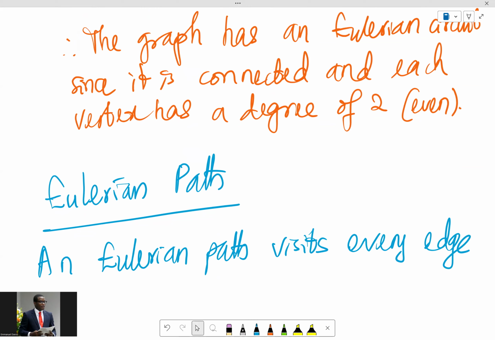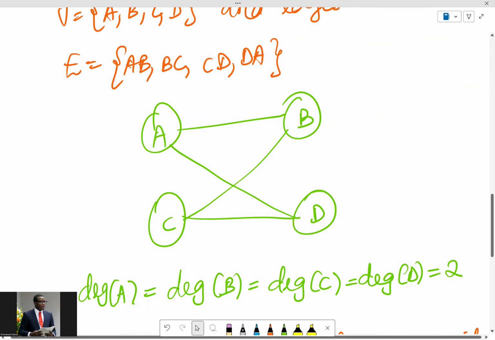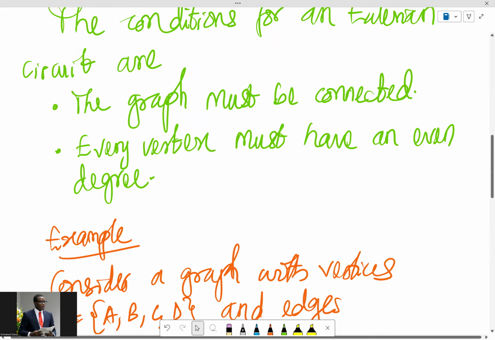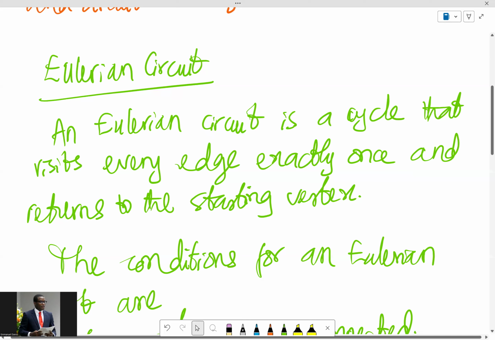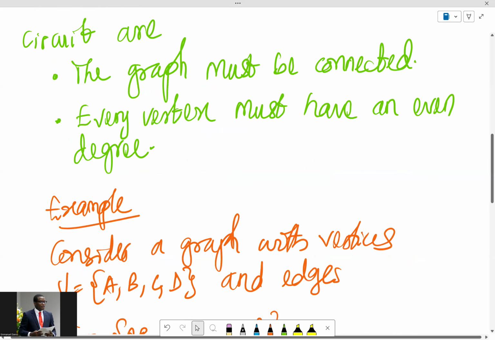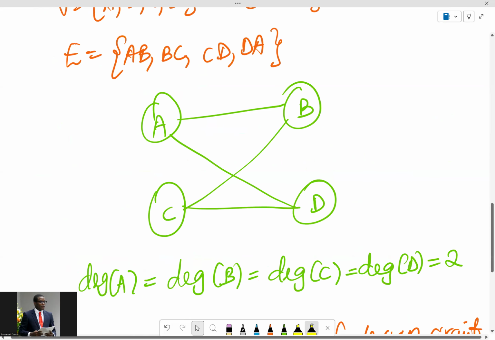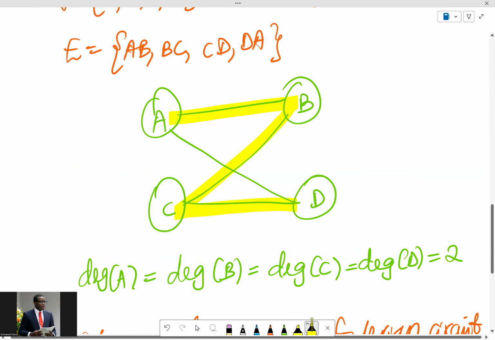Now, talking about the idea of visiting, I think we said something about visitation for the circuit. An Eulerian circuit is a circuit that visits every edge exactly once and returns to the starting point. So any starting point you pick, if you start from A, you can go, go, go, and return there without taking one route twice.